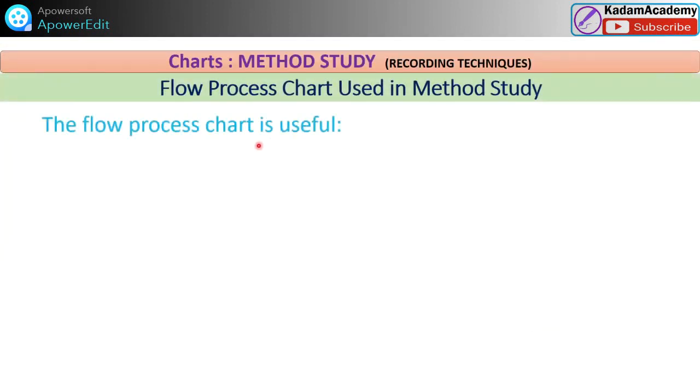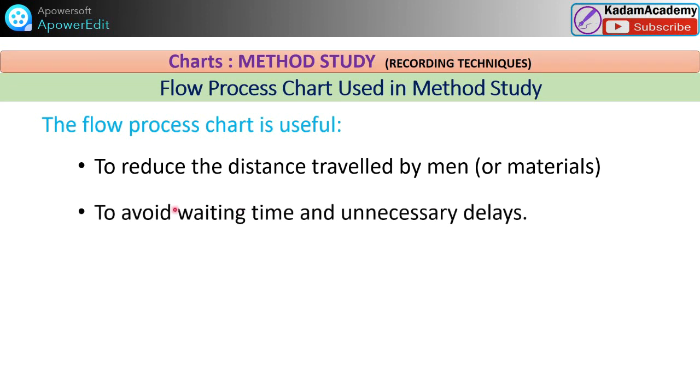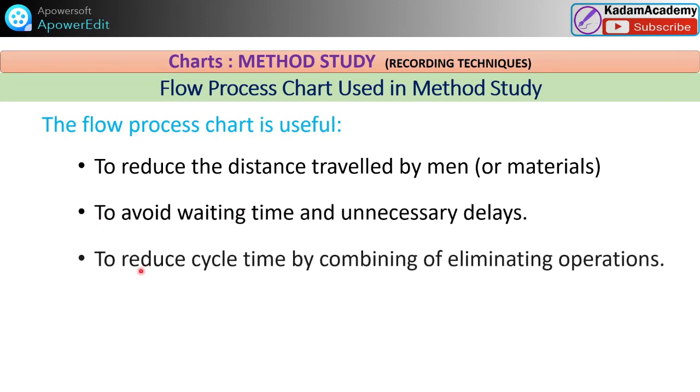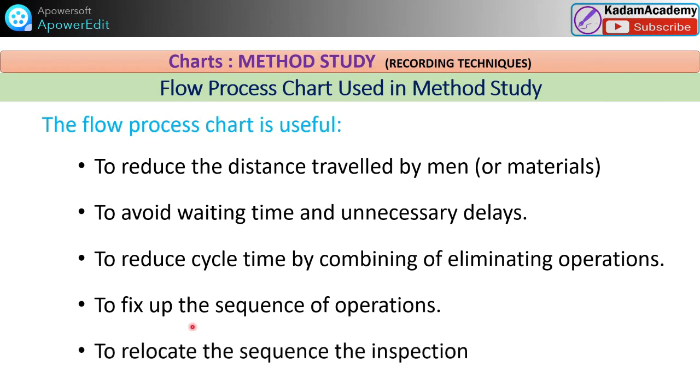So friends, the flow process chart is useful to reduce the distance traveled by man or material. You can avoid waiting time and unnecessary delays, reduce the cycle time by combining or eliminating operations, fix up the sequence of operations, and also decide to relocate the sequence and the inspection.